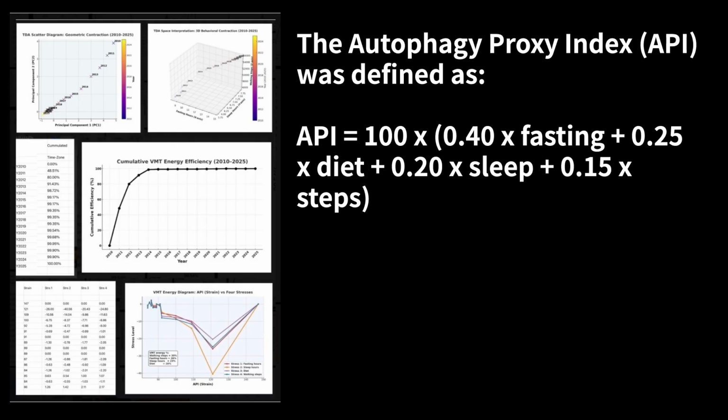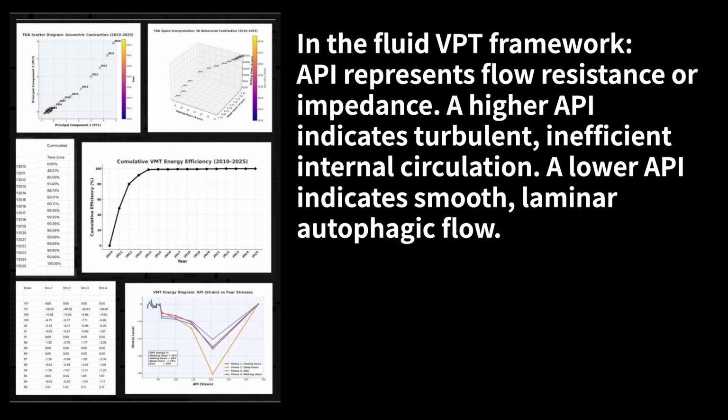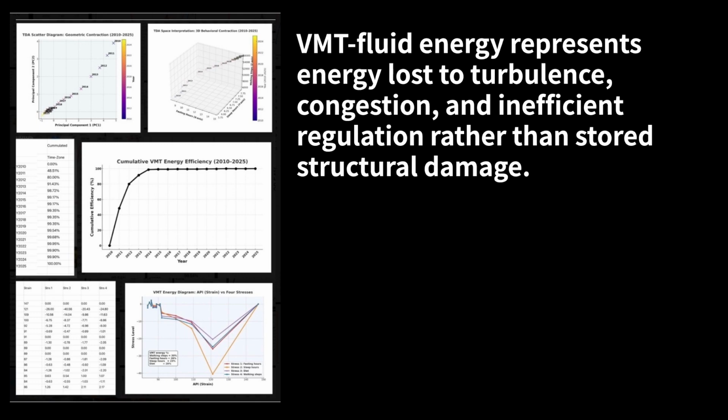The Autophagy Proxy Index, API, was defined as follows. In the Fluid-VMT framework, API represents flow resistance or impedance. A higher API indicates turbulent, inefficient internal circulation. A lower API indicates smooth, laminar autophagic flow. VMT fluid energy represents energy lost to turbulence, congestion, and inefficient regulation rather than stored structural damage.